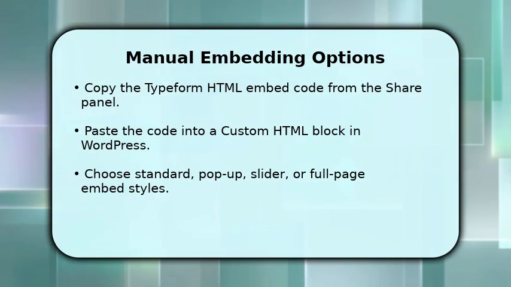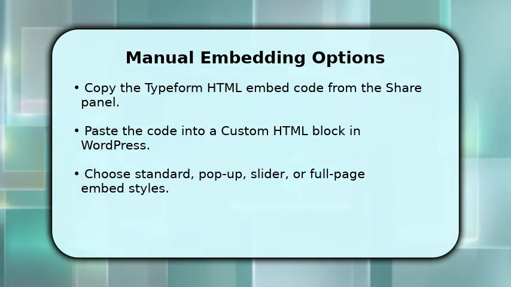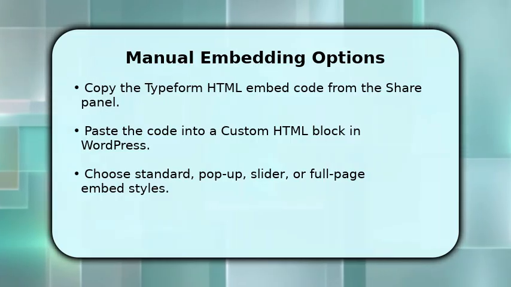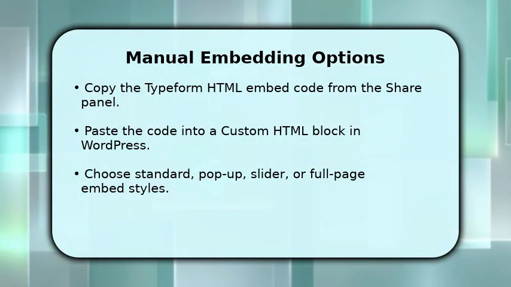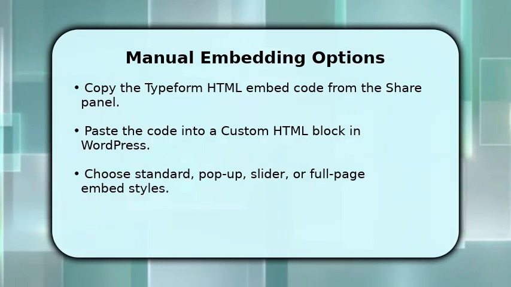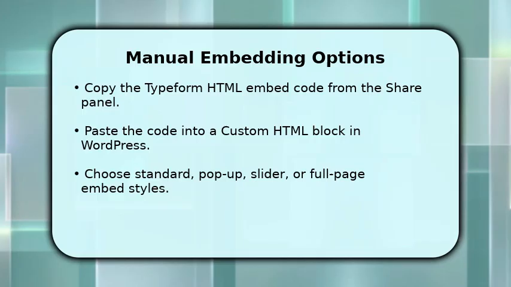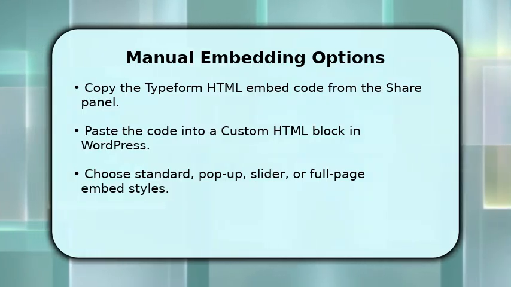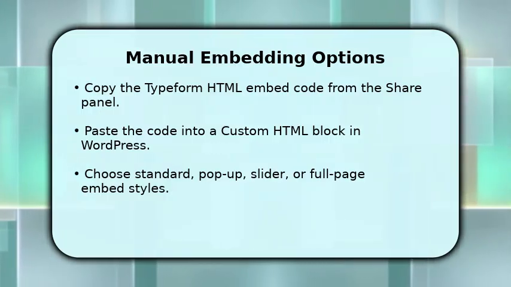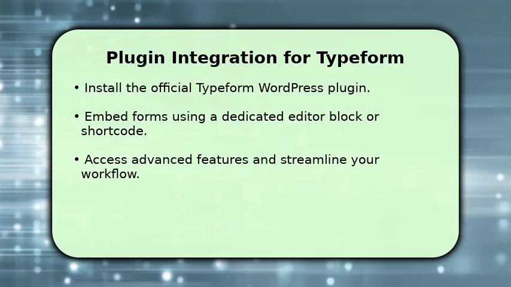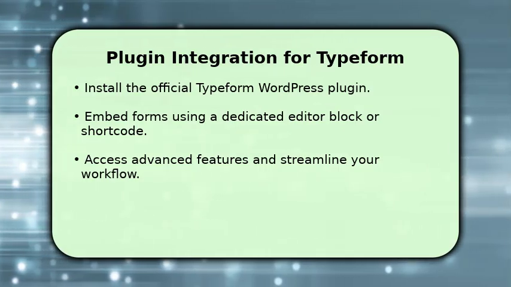For manual embedding, first, grab your form's HTML embed code from the Typeform Share panel. Then, open your WordPress editor and add a custom HTML block where you want the form to appear. Simply paste the code there. You can select various embed types like standard, pop-up, or full page to best suit your site's design and user flow.